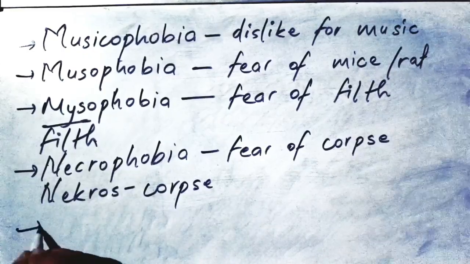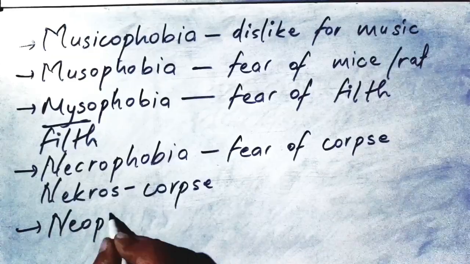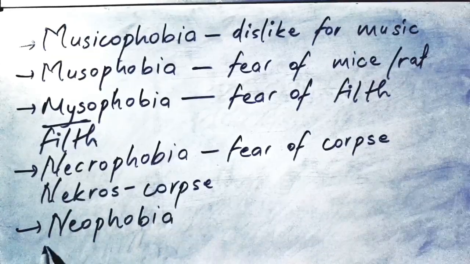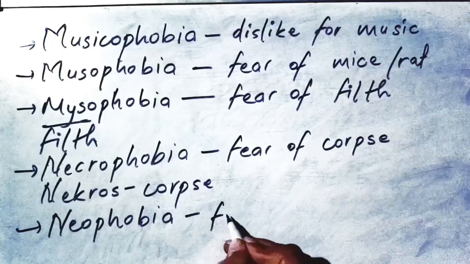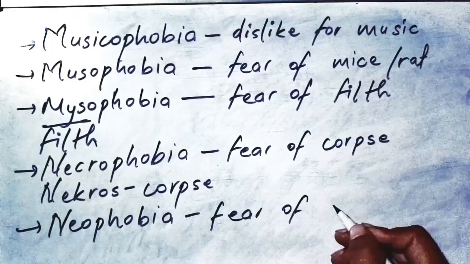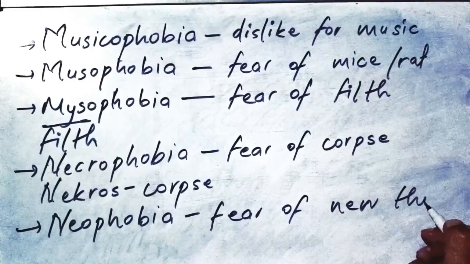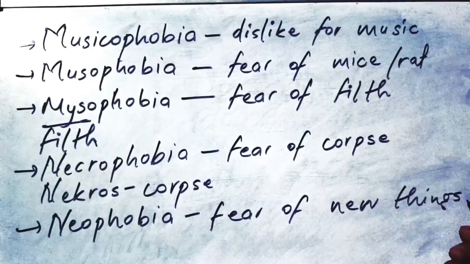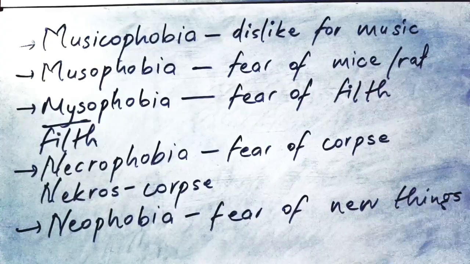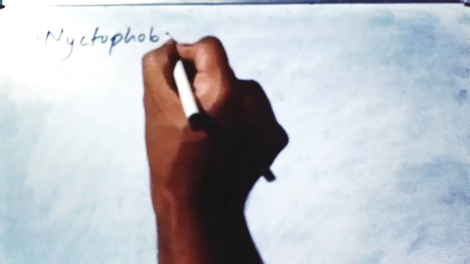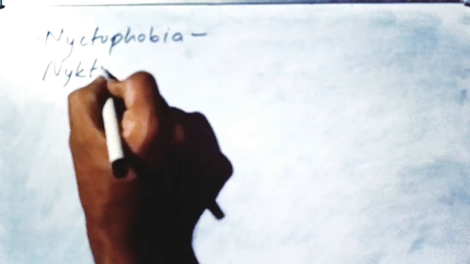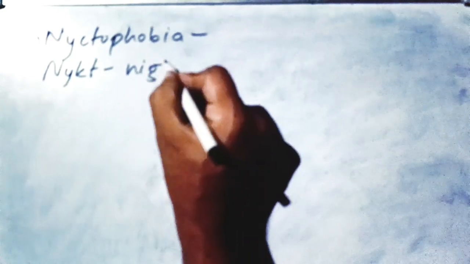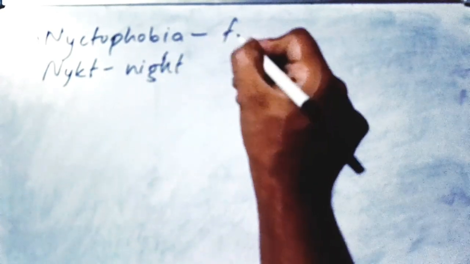Next is neophobia. Neo means new, thus neophobia means fear of new things, a new person, only new things. Next is Nyctophobia. Nycto roots to nyct, meaning night. Thus, Nyctophobia means fear of night.